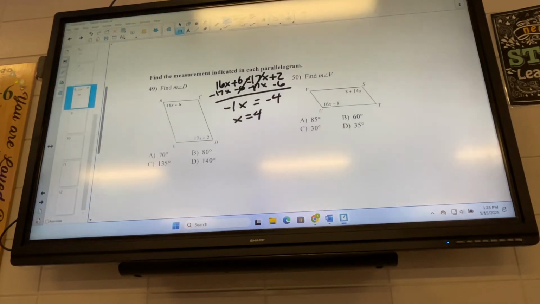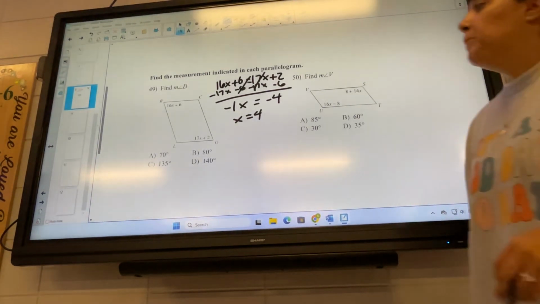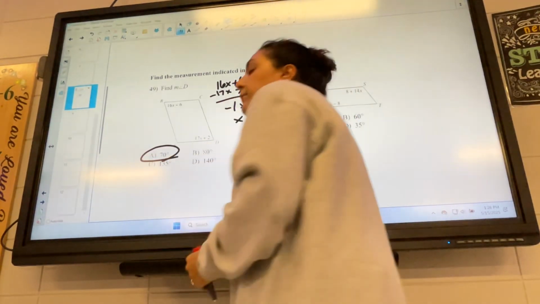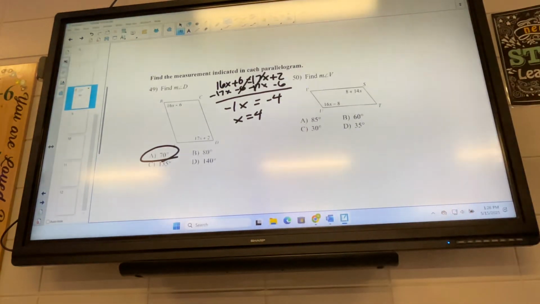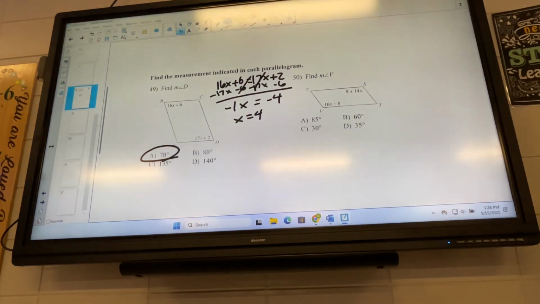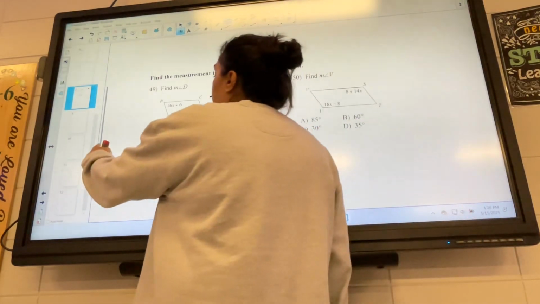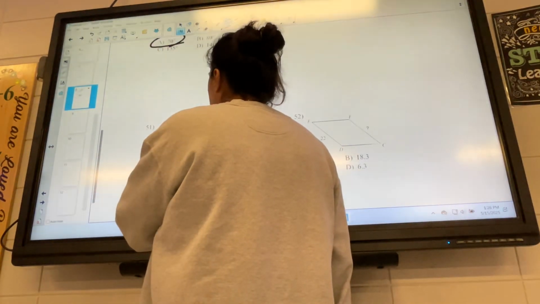17x plus 2. So it's going to look like 17 parentheses 4, close parenthesis, plus 2. What does that give you? 70? So A. Okay, 51. If the left side is 17, what's the right? 17. Okay, opposite on the outside, things are equal. On the outside, things are always equal.